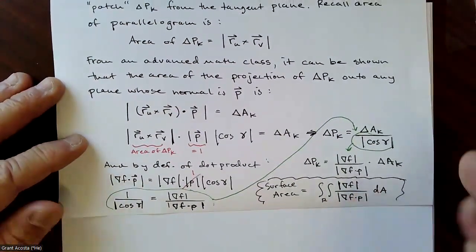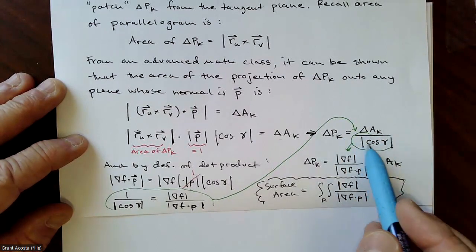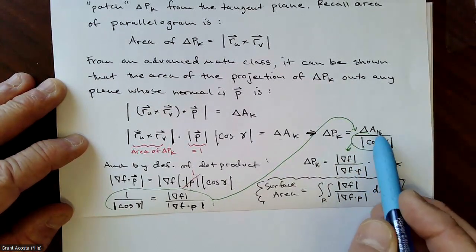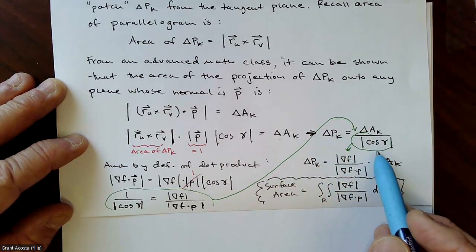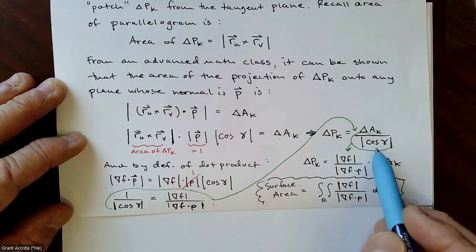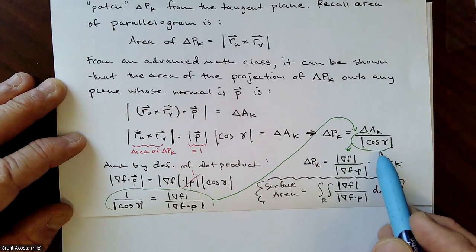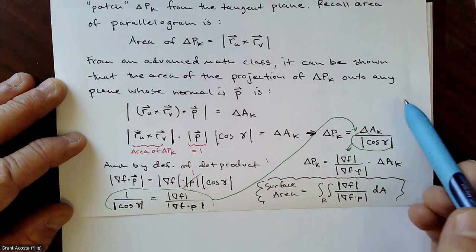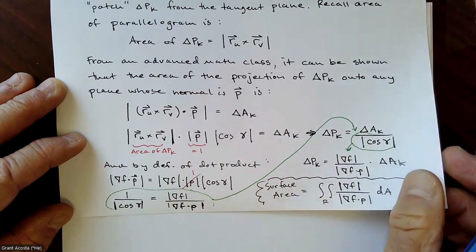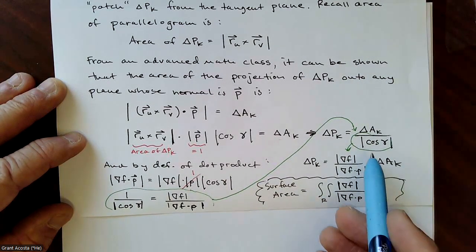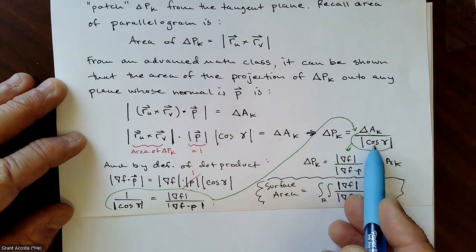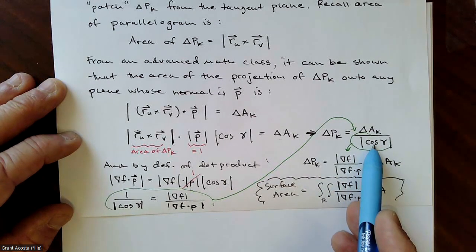So they're related, they're equal to each other. I just have to divide by the cosine of alpha from A sub K, and that gives me P sub K. So you can think of this term as the scaling factor of how much the area changes when it's on the surface versus when it's projected down onto the plane. So I want a relationship for this, because in general, it's pretty hard to figure out what that angle is.